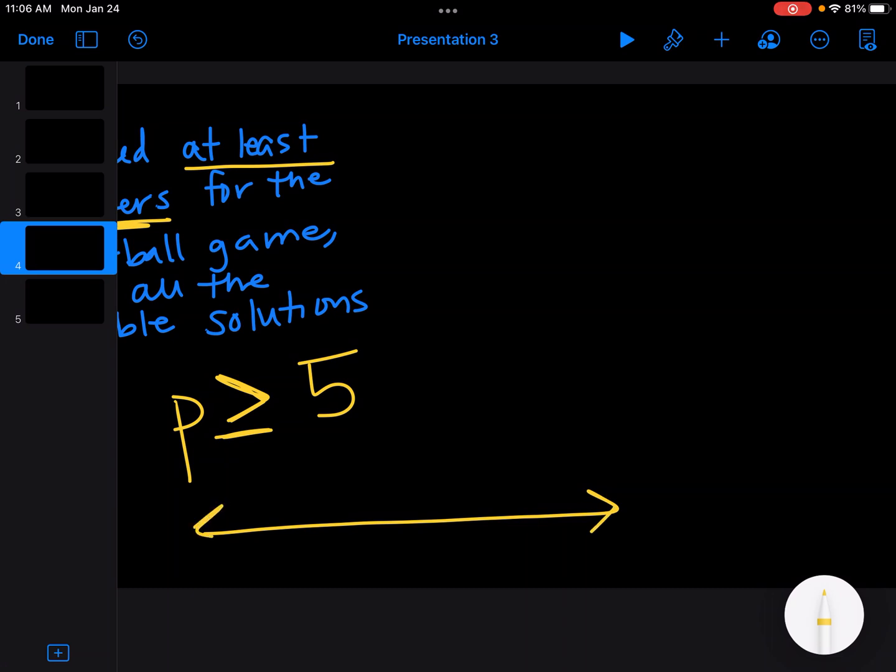So when I graph that solution set, I'm going to put a closed dot on 5 because I could have exactly 5 players and Mr. White would be good, or greater.